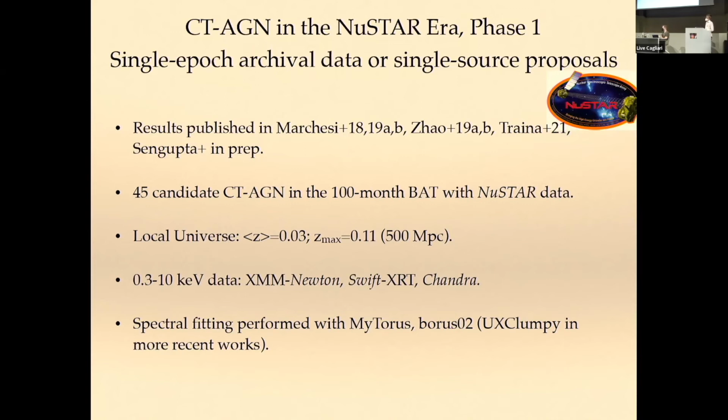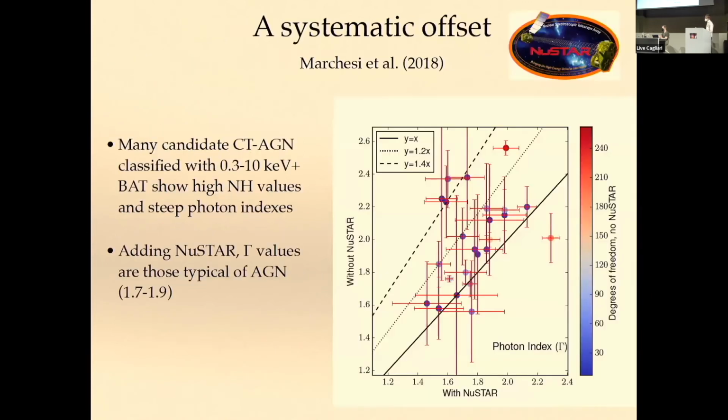Overall, it's about 45, actually exactly 45 Compton thick AGN in BAT with NuSTAR data. The sample is in the local universe with an average redshift of 0.03. And all these sources have a soft X-ray counterpart, for the most part XMM, but also Swift XRT and Chandra. We fit our data with models like MyTorus and Borus and more recently UXClumpy, which offer the best characterization of heavily obscured AGN. And what we measured in this first part is a systematic offset in the two main parameters, the photon index and the line of sight column density.